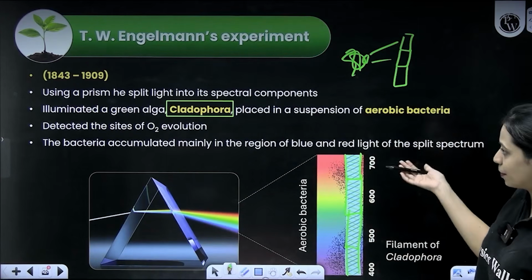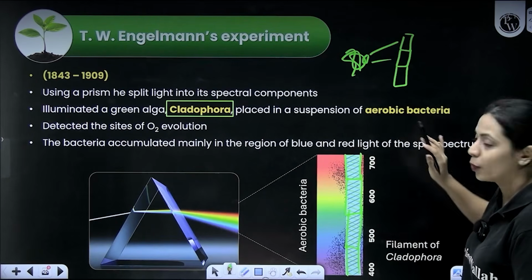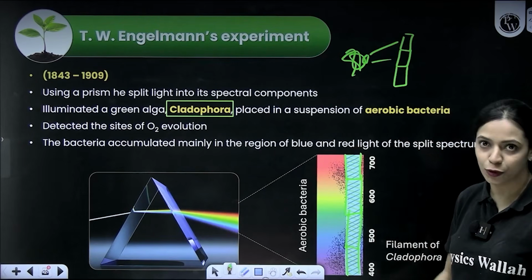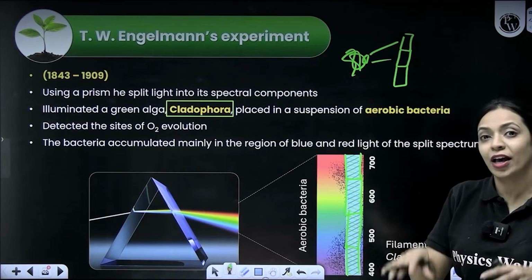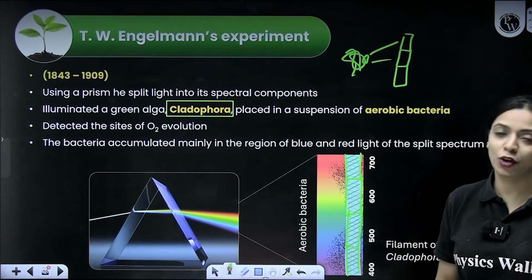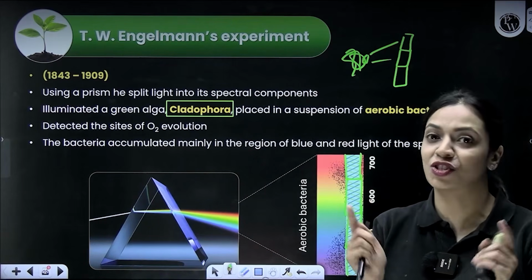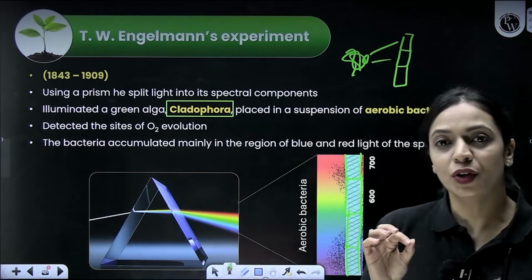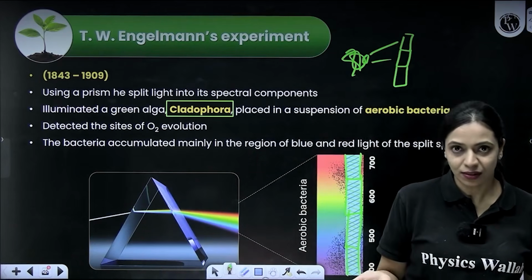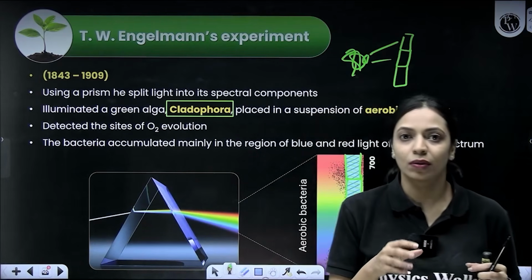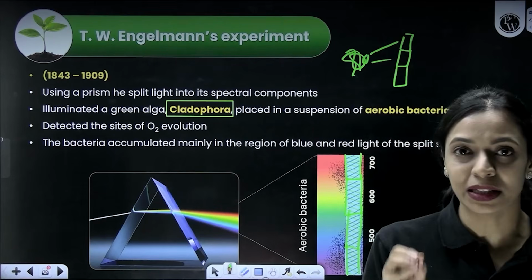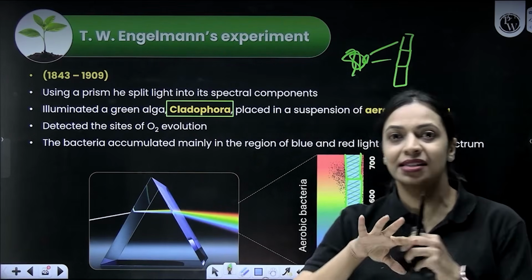Now, within the same suspension where he was growing this Cladophora, he had an aerobic bacterium. Okay, so this aerobic bacterium had flagella, so it was motile. You know, aerobic bacteria obviously require oxygen for surviving. So wherever more oxygen was available, they would go and just settle there.